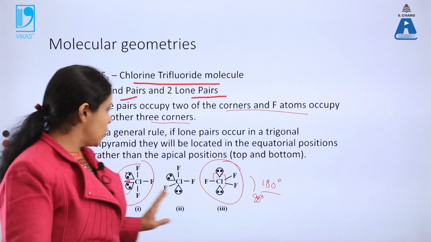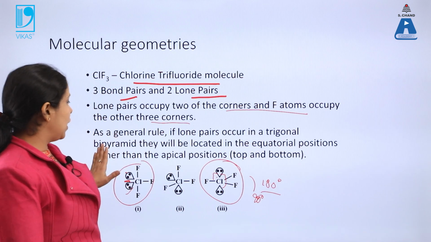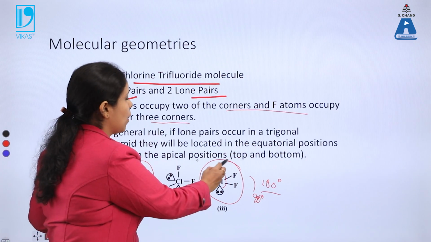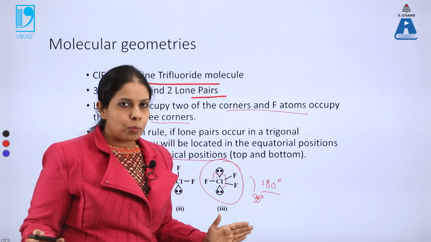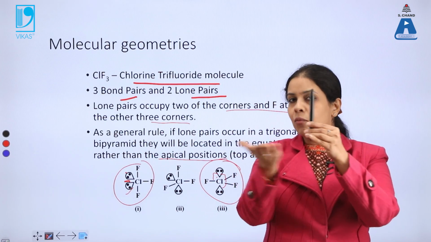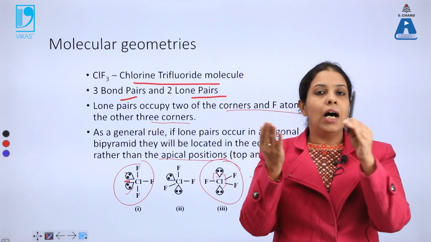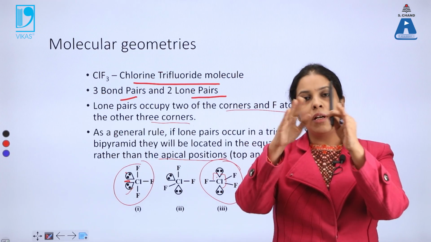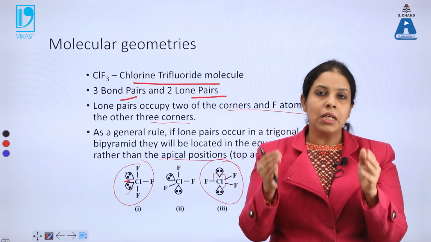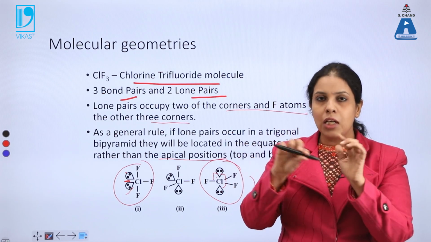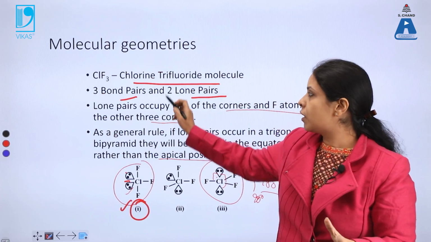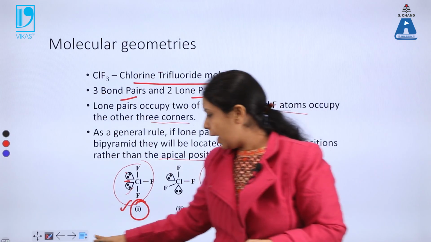So as a general rule, if lone pairs occupy a trigonal bipyramidal geometry, they will be located in the equatorial position rather than the apical position. They will not prefer to be in the apical position, because the apical position will share a 90 degree angle with the atoms which are in the plane. Again they will repel. This lone pair will repel from this side, that lone pair will repel from the other side, the bond would be disturbed. That's why they prefer to occupy the equatorial position. So this first structure would be the most stable in the case of chlorine trifluoride molecule, as we have already seen.